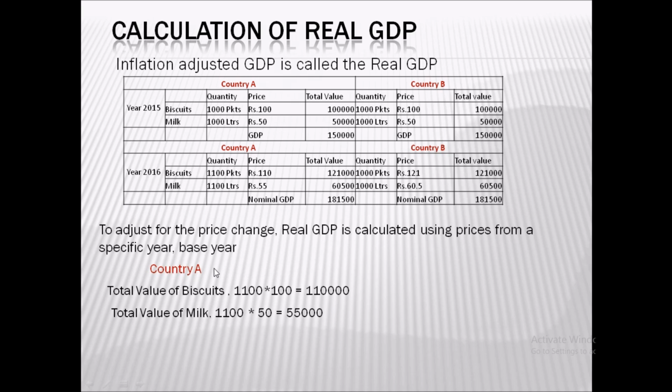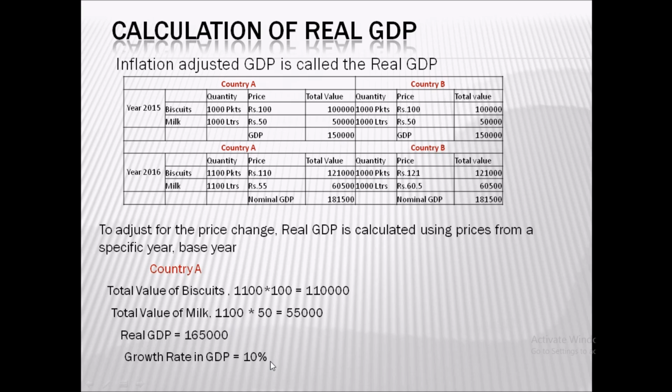And the total quantity of milk produced is 1100 liters at a cost of 55 in the year 2016, but we are going to use the base year price, which is rupees 50. So that is 55,000. So the total GDP of country A in the year 2016 is 1,65,000. And considering this, it is a growth of 10% over your 2015 figure. So if you calculate GDP in this way, you will get more clarity with respect to the real productivity improvement that happened in the economy, which is 10%.